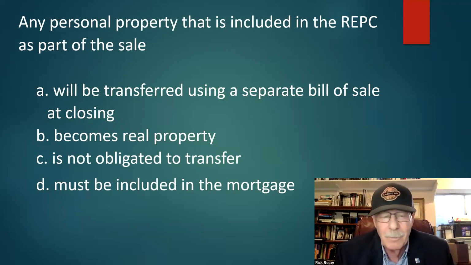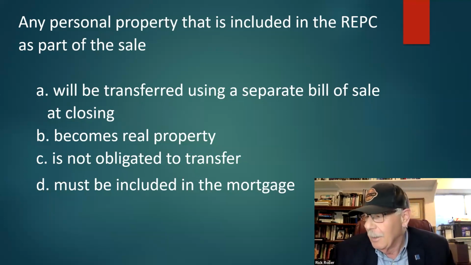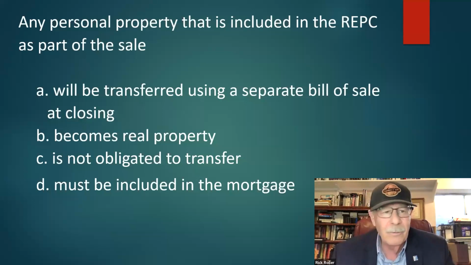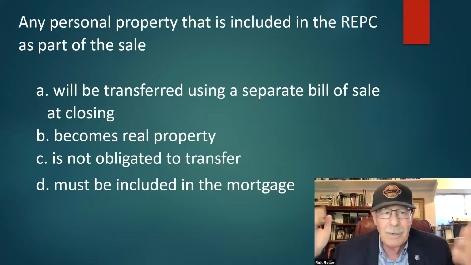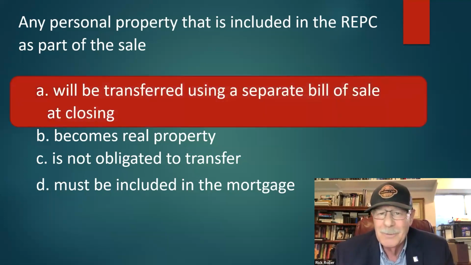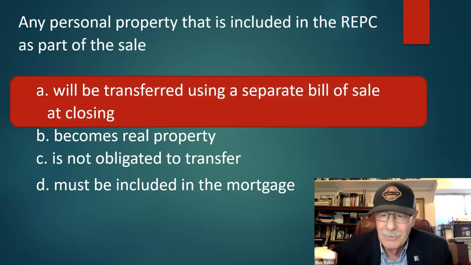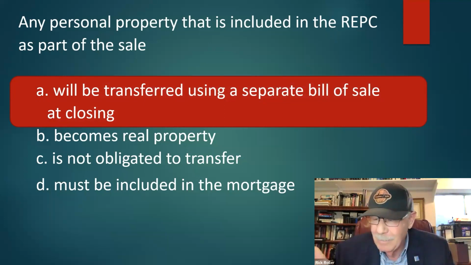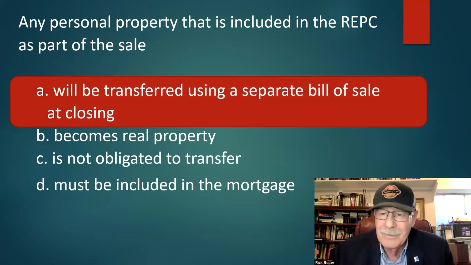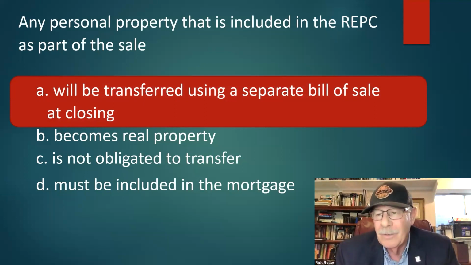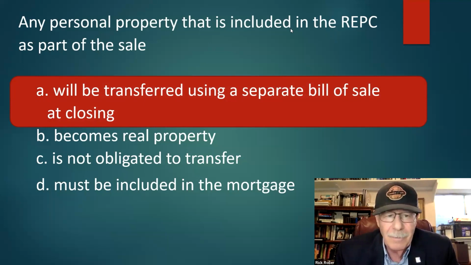D, must be included in the mortgage. No, mortgage loans aren't made on personal property. So if you eliminate those three, it only leaves you A, which is the correct answer: it will be transferred using a specific bill of sale. So there are two transferring documents signed at a closing. There could be an assignment of a lease as well, but the two main documents in this deal are the deed that transfers the real property, and the bill of sale that transfers the personal property.